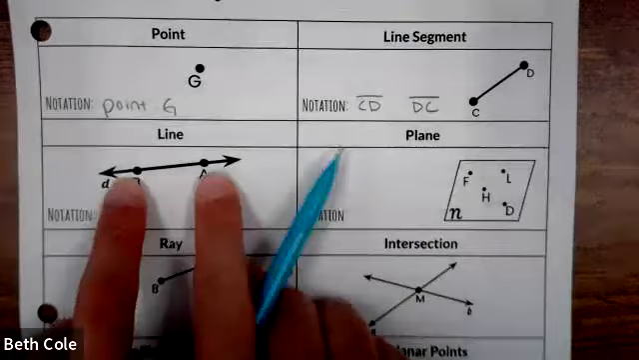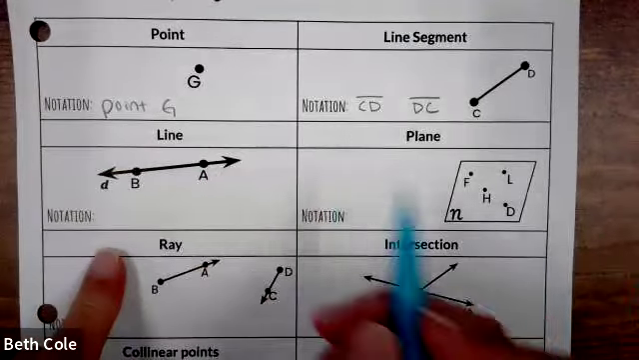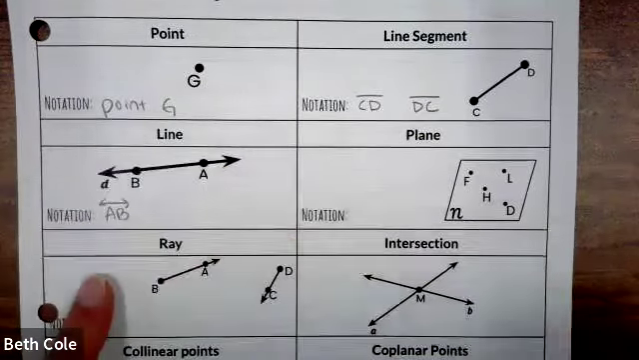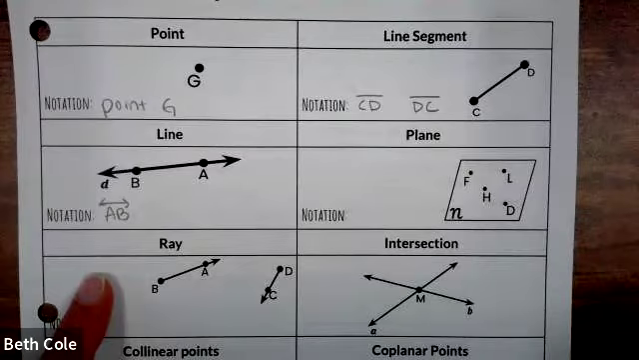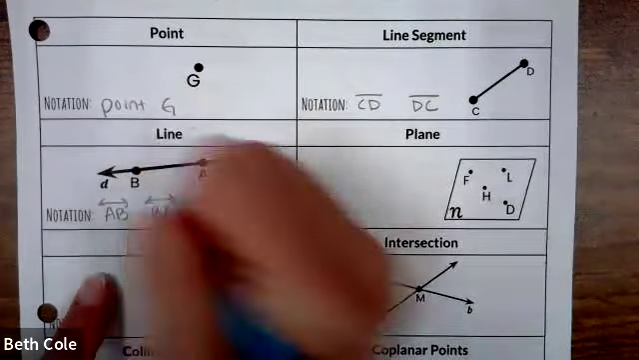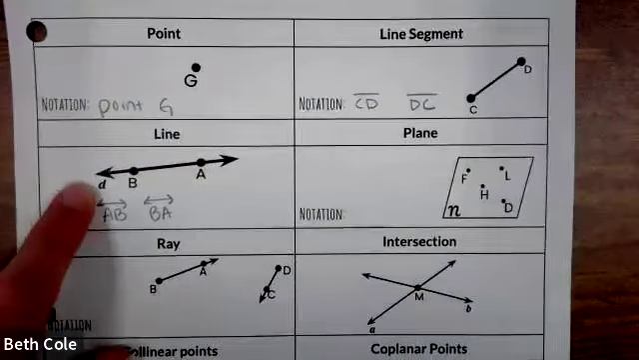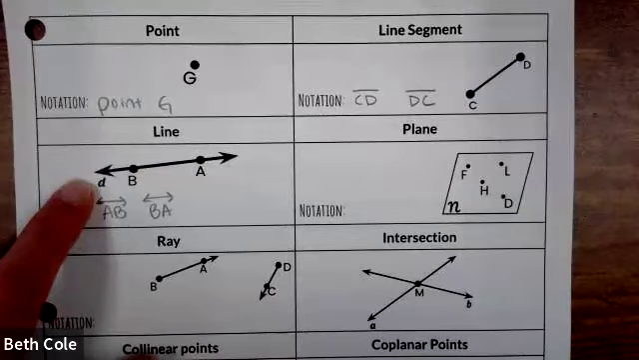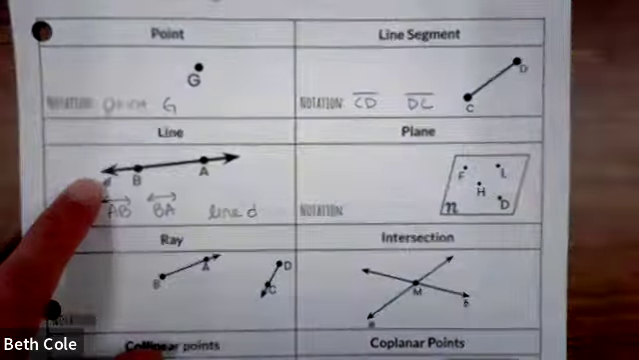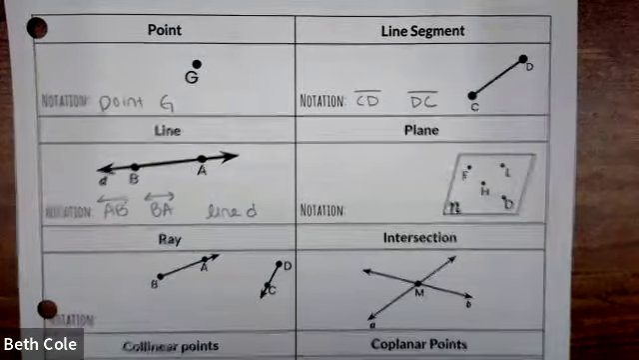The line, see, you do have the arrows on the end, so that's going to go forever in both directions. So you could name this AB, and you put the little arrows on it. Or BA, so again, the order doesn't make a difference. Or do you see the little lowercase letter? And this is where the upper and lowercase kind of matters. You could even just say that it's line D. So the lowercase letter just kind of names the whole line.